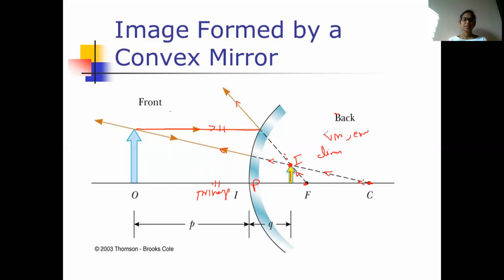Clear, children? These are a few properties of the image formed by a convex mirror. I hope this is clear. In the next video, we'll try to understand the advantages or uses of convex mirrors, and also the differences between concave and convex mirrors, and how they differ in their function. Thank you all.